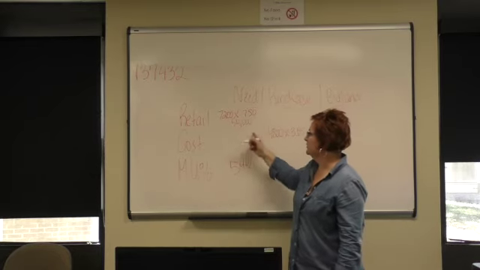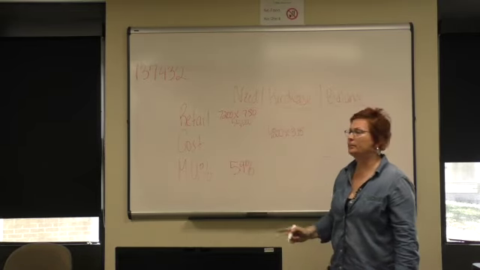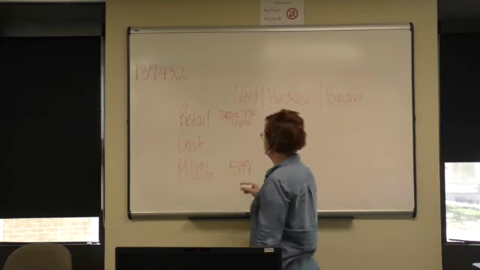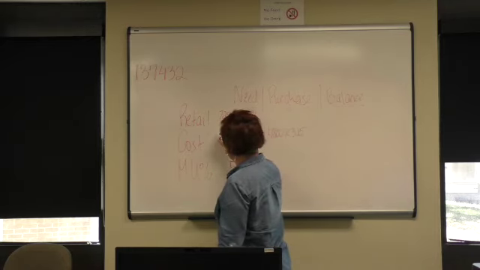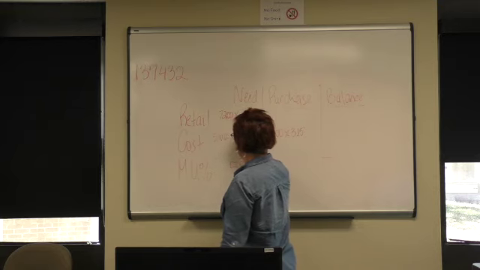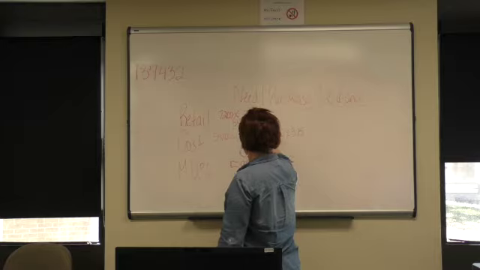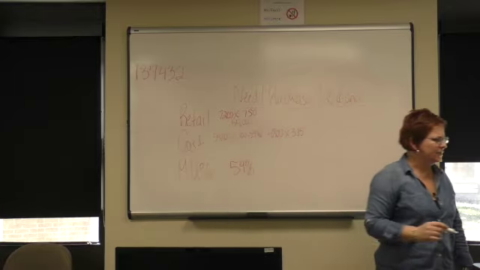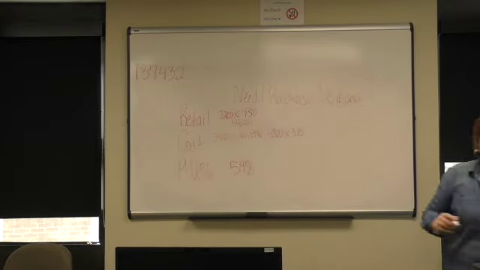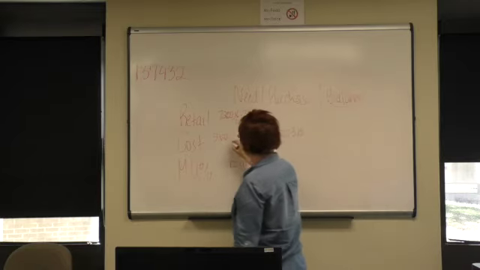So set this up for me. If I know my retail dollars and I know my markup, how do we set up how to calculate cost? What do I do? 54,000 times 100 minus the 59%. So 54,000 times 100 minus 59%, we should get 22,140.